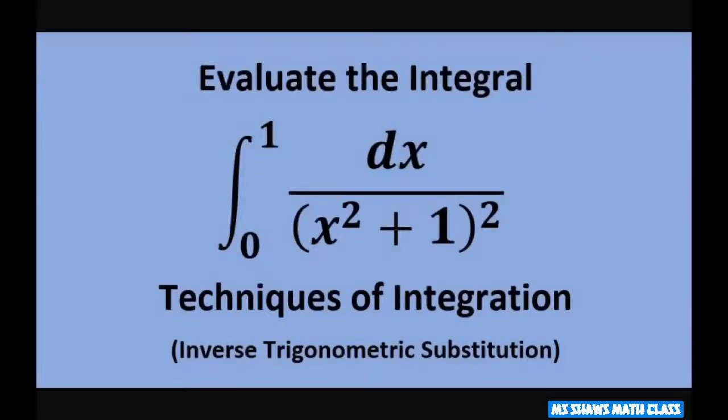Hi everyone, we're going to evaluate the given definite integral over the interval 0 to 1. And we're going to look at this form here. It has this form here without the square roots. So what I'm going to do is just use substitution and let x equal tan of theta. Therefore, dx equals secant squared theta d theta. Sorry about that.